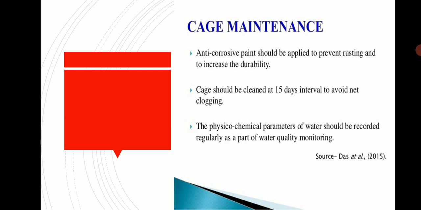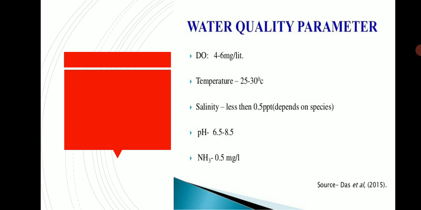Cage maintenance. There is an essential need for cage maintenance. Anti-corrosive paint should be applied to prevent rusting and increase durability. Cages should be cleaned at a 15-day interval to avoid net clogging. Physiochemical parameters of water should be recorded regularly as a part of water quality monitoring.